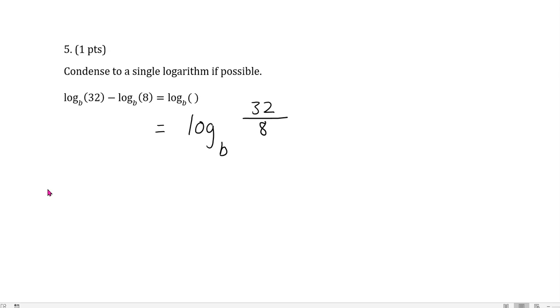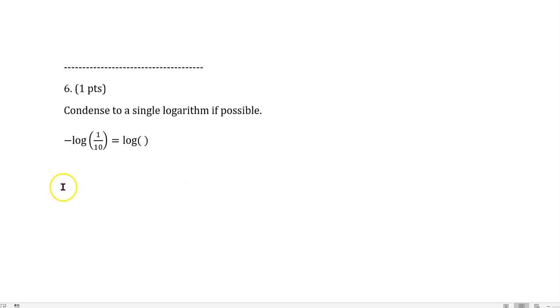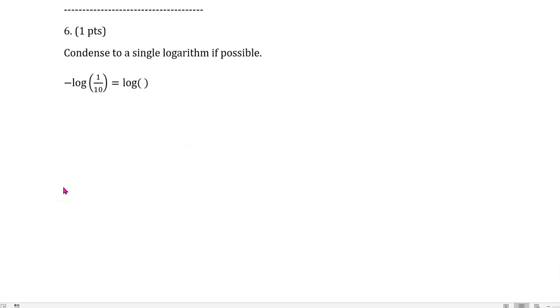Now we can reduce 32 divided by 8 to give us 4 to finally write our solution as the log base b of 4. This is a fully condensed form. Let's look at problem number 6. In problem number 6, we want to condense to a single logarithm if possible. We have a negative on the front, which can be thought of as a negative 1 power. This time I have no other terms, so I won't have a fraction or a product.